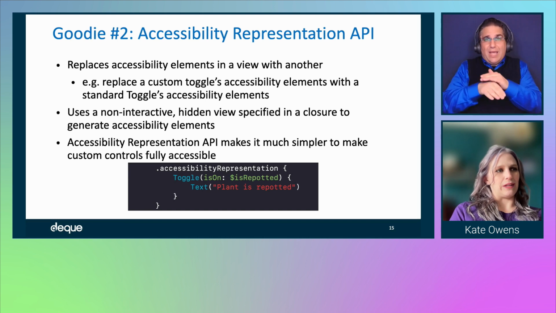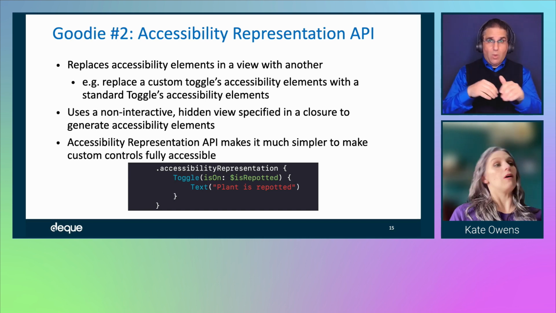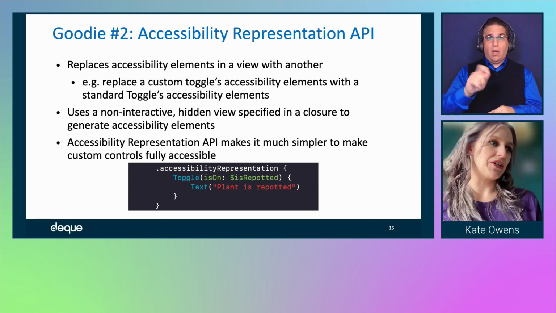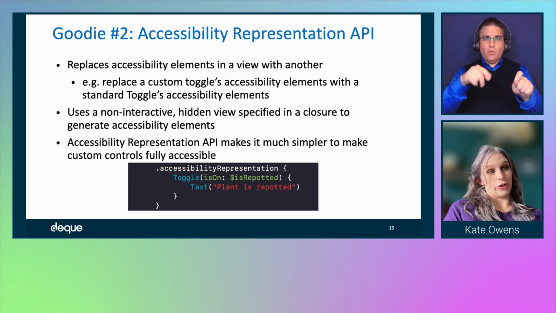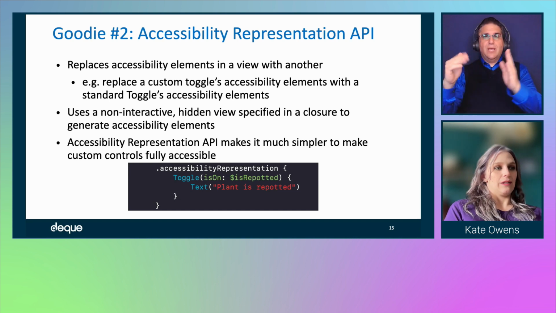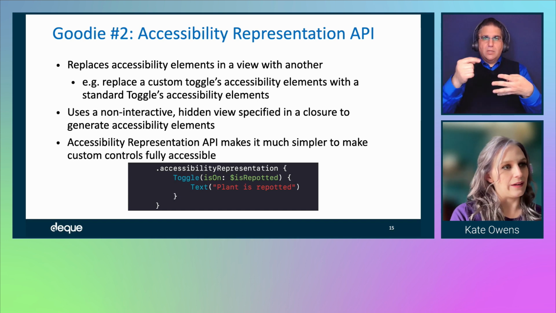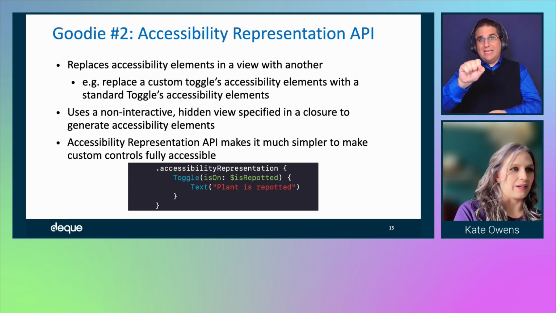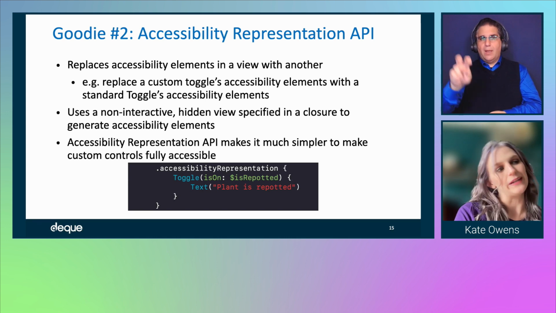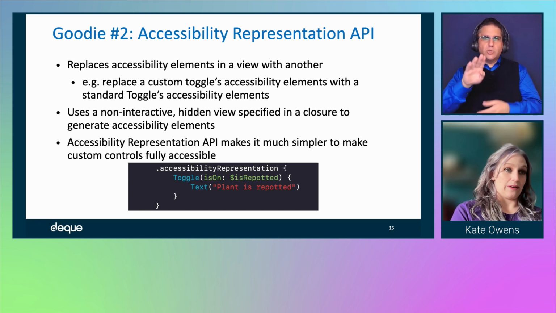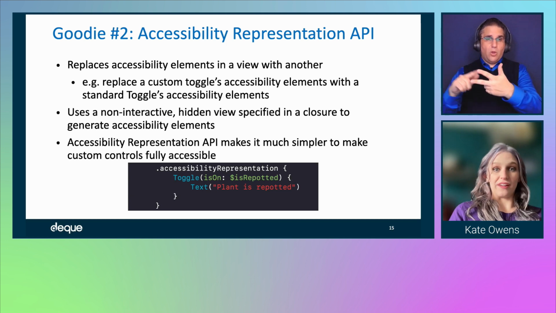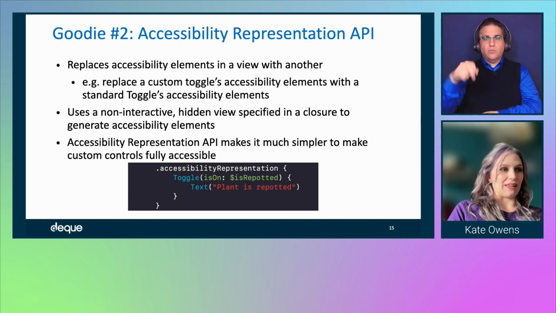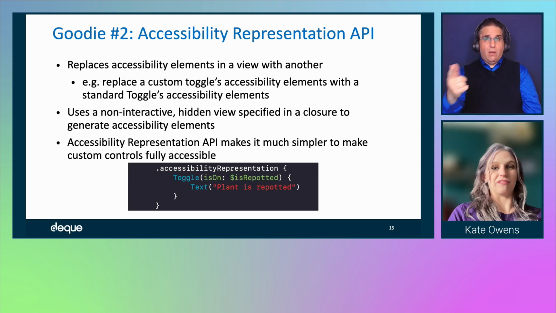By default, that wouldn't be very accessible. And in order to give it the accessibility of a standard toggle, all we've got to do, as you can see in our screenshot, is we just say dot accessibility representation, and then we've got some curly braces where we are going to specify a toggle with an isOn parameter, and we pass in a Boolean state variable with that, a binding. And then inside curly braces again, we've got text, plant is repotted. So that text is what is going to be the new accessibility label. So it just uses that toggle and swaps it out in terms of the accessibility elements.